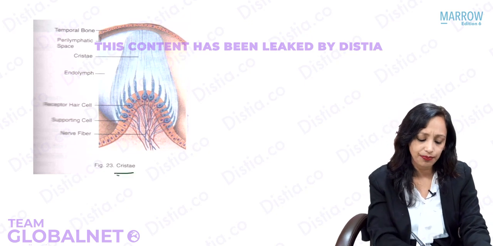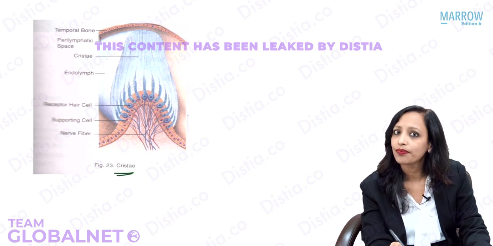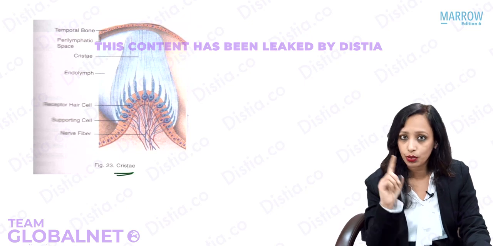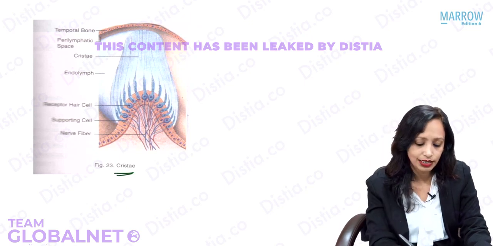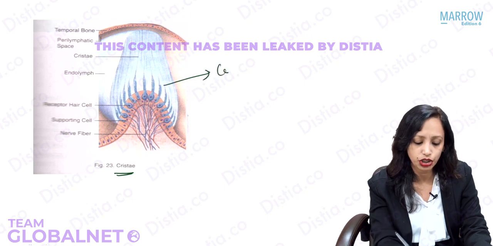Now, in the cristae, where are the cristae present? C for cristae, C for canal, the semicircular canal. How many semicircular canals do we have? Yes, we have 3, and what are they responsible for? Cristae is responsible for? Yes, rotational acceleration. So, in the cristae, the hair cells project into a gelatinous matrix. This is known as the cupula.